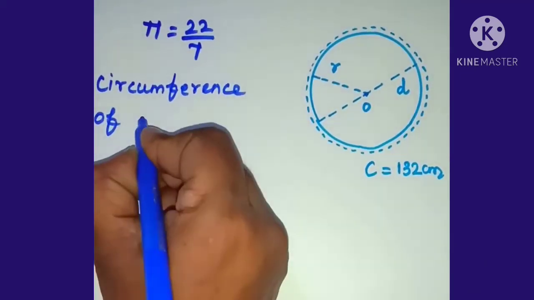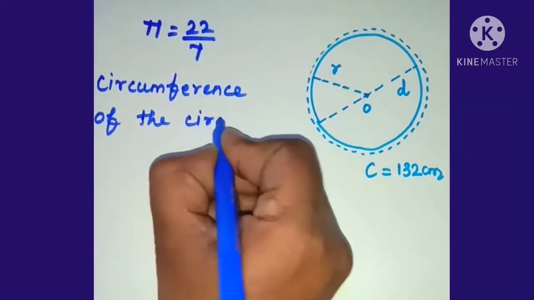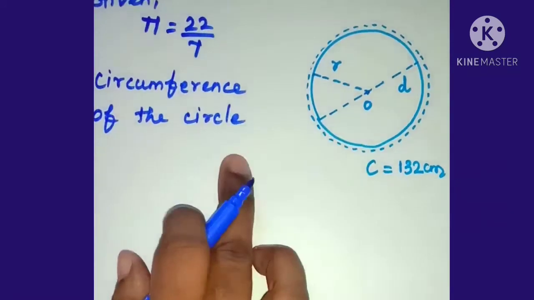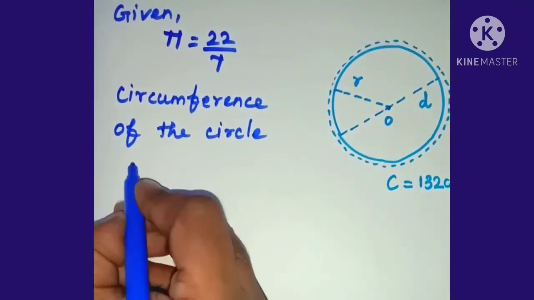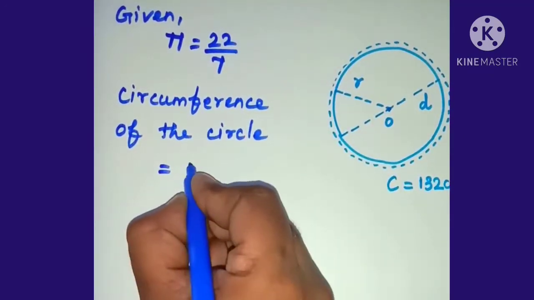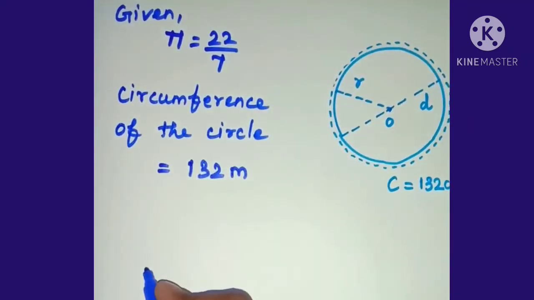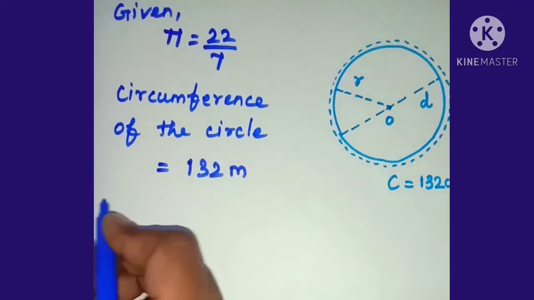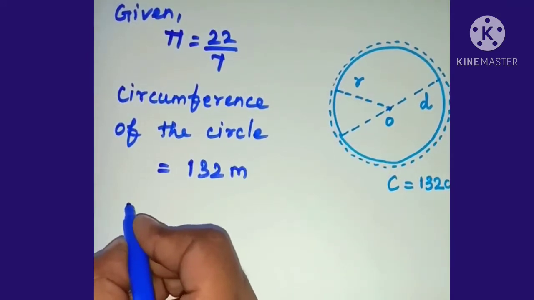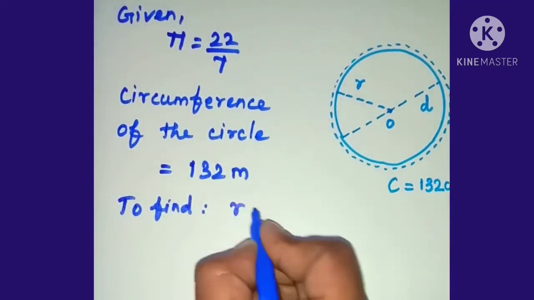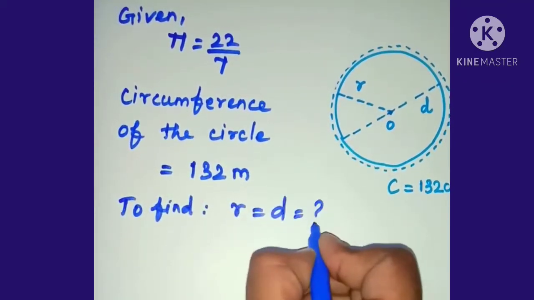of the circle is given. So given values are, circumference of the circle is given that 132 meter, and here we have to find the value of R and D.